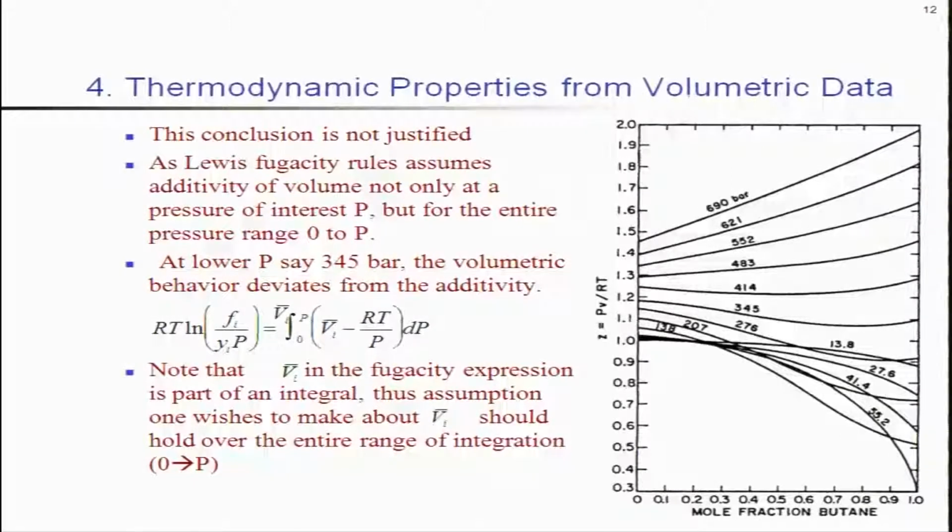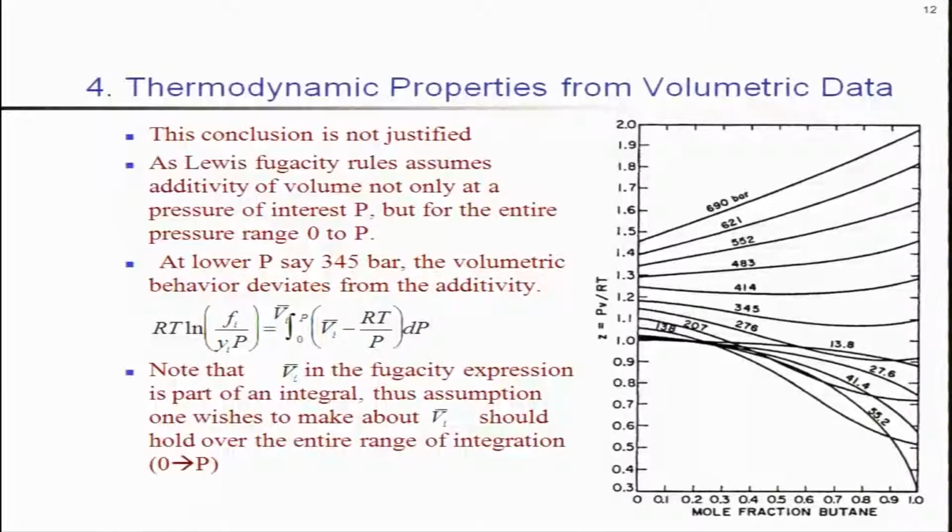And the reason is that when we derived the Lewis fugacity relation, the assumption was that this additivity is valid from pressure 0 to the pressure P. That integration is from 0 to P. So, it assumes additivity of volume. The Lewis fugacity rule assumes the additivity of volume not only at the pressure of interest, which we considered here, but also for the entire range from 0 to P.